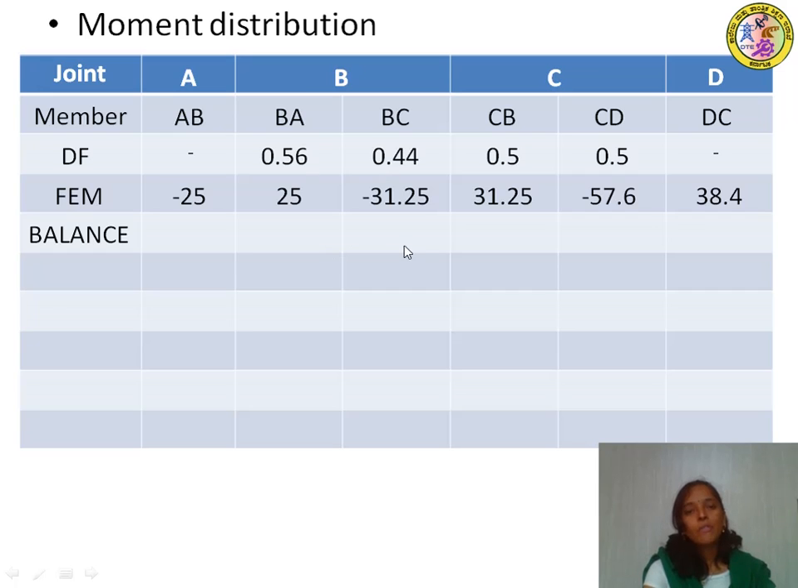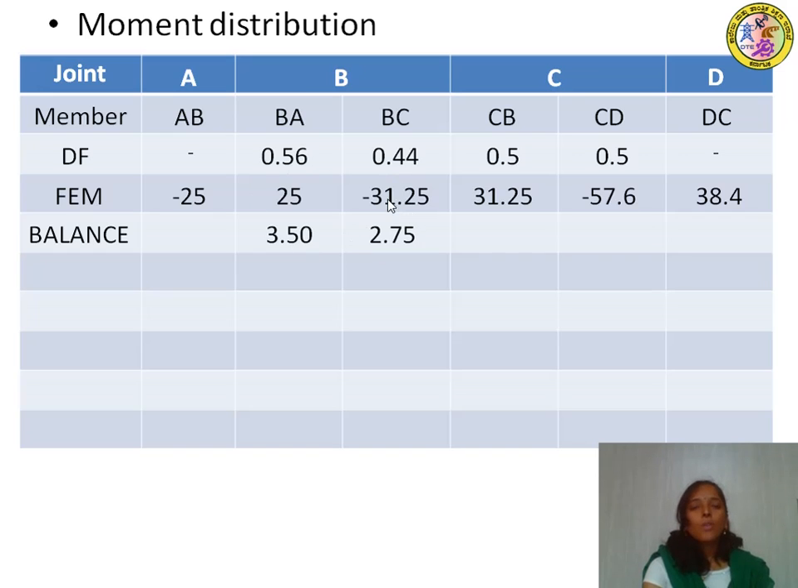As soon as we apply plus 6.25, that applied moment will be distributed according to the distribution factor. So plus 6.25 into 0.56 will be equal to 3.5, and plus 6.25 into 0.44 will be equal to 2.75. If you add these two, you will get plus 6.25, and if you add these two, you will get minus 6.25. Then if you add all these, you will get 0.